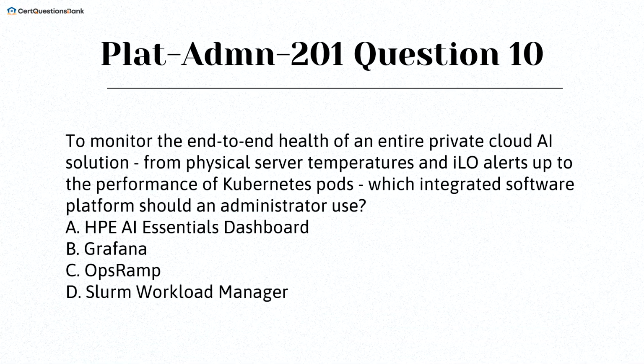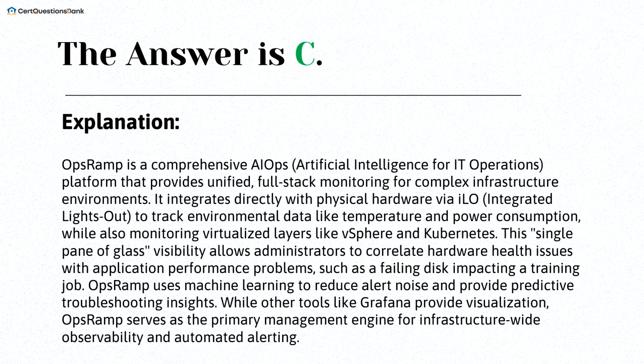To monitor the end-to-end health of an entire private cloud AI solution, from physical server temperatures and iLO alerts up to the performance of Kubernetes pods, which integrated software platform should an administrator use? A. HPE AI Essentials Dashboard. B. Grafana. C. OpsRamp. D. Slurm Workload Manager. The answer is C.